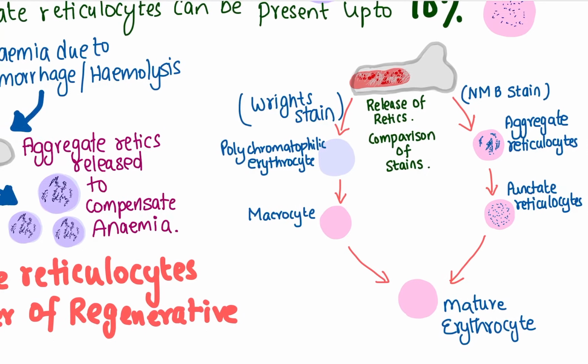Coming to this diagram, in response to anemia, bone marrow is releasing reticulocytes. They are non-nucleated erythrocytes. We have compared two different stains, new methylene blue stain and Wright stain. When you use a normal Wright stain, you will see polychromasia, like polychromatophilic erythrocytes, and you will also see macrocytosis. When these two cells are present in large numbers, you will assess that there is a good regenerative response.